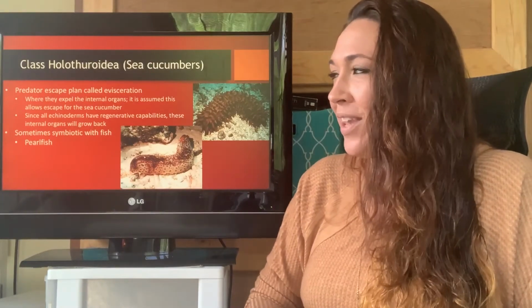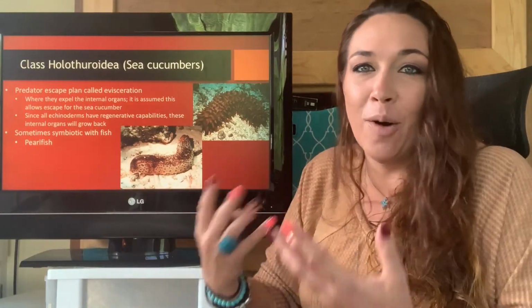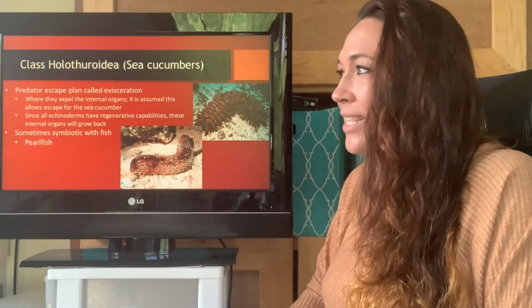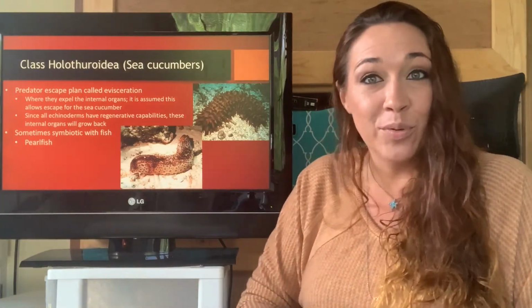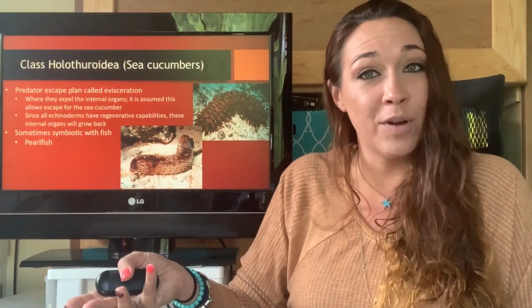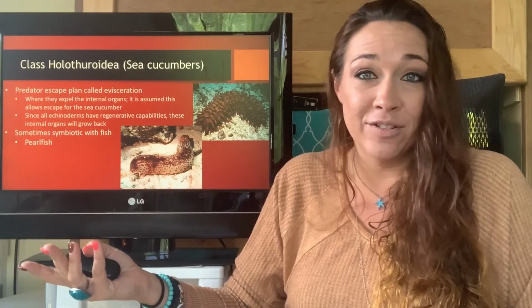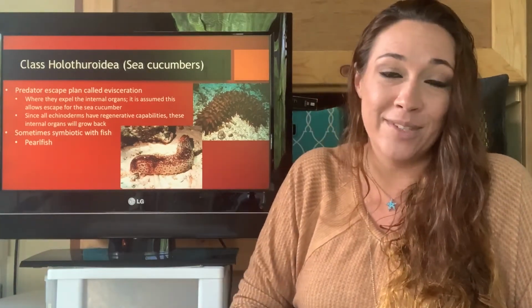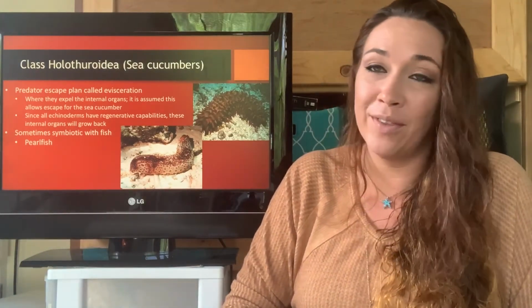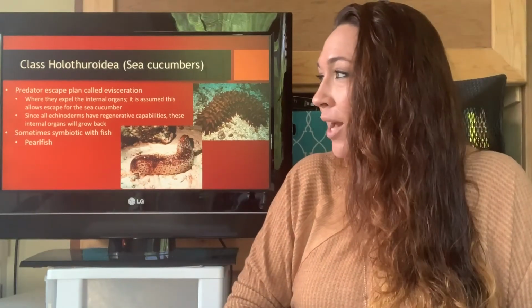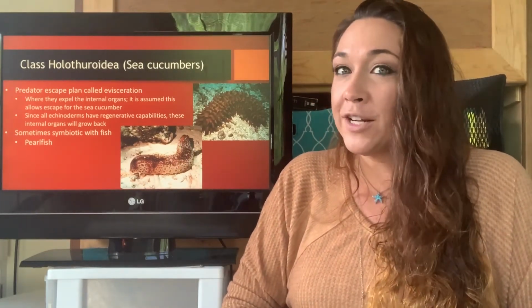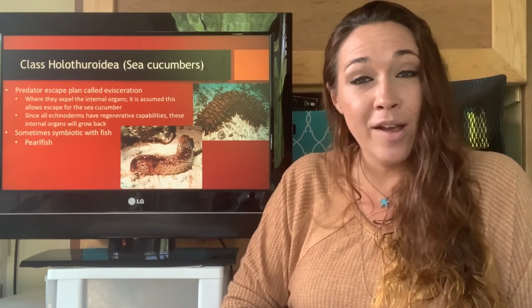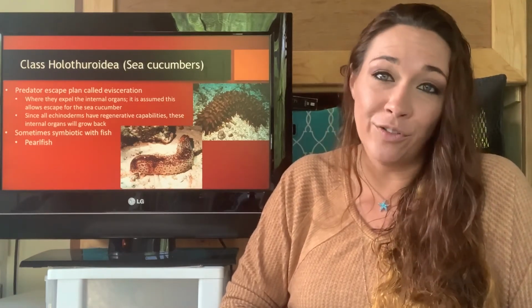We already talked about the evisceration, the gut evisceration, the vomiting up of their internal organs. This does allow them to escape. The predators do get confused, or at least are provided some kind of food with zero effort. So they can just eat those digestive systems and get the nutrients that they need, while meanwhile the sea cucumber has crawled away. Fun fact about these guys is sometimes they have a symbiotic relationship with what's called a pearlfish.